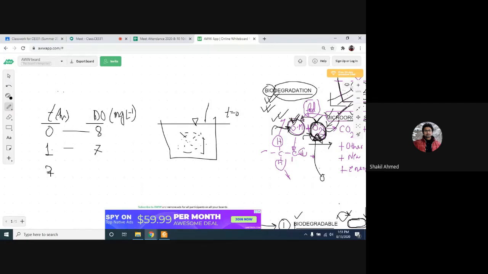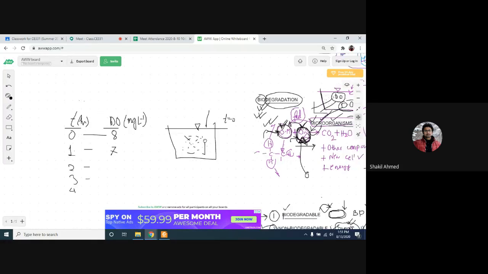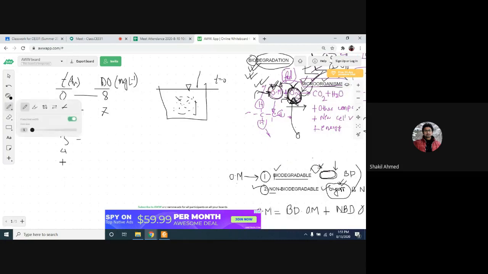After 2 hours, after 3 hours, 4 hours, if you measure it, you'll eventually find that after maybe 48 hours the DO has reduced to maybe 2 milligram per liter or something like that. Are you following me? DO is reducing because this reaction is happening. There is organic matter. Microorganisms are consuming organic matter and consuming oxygen to oxidize the organic matter.